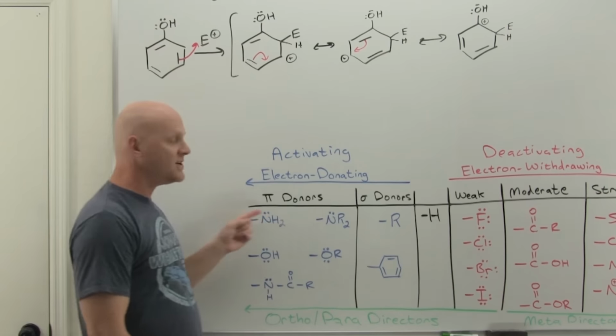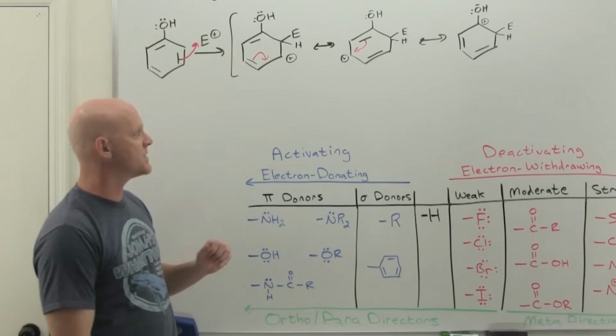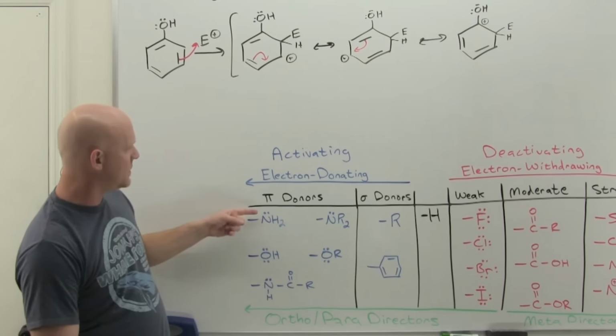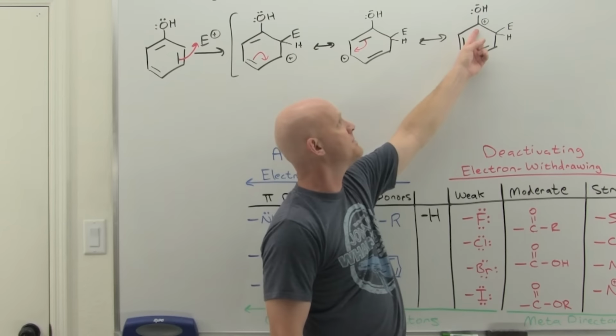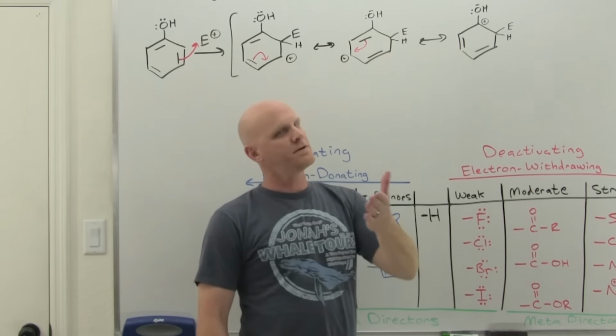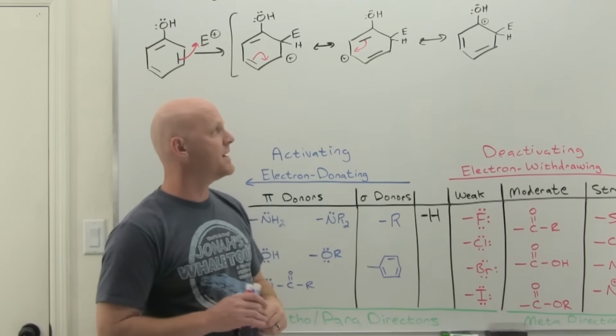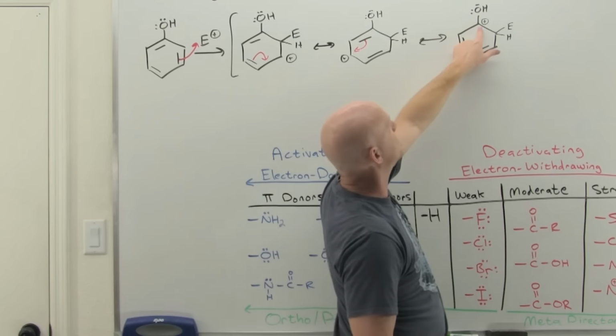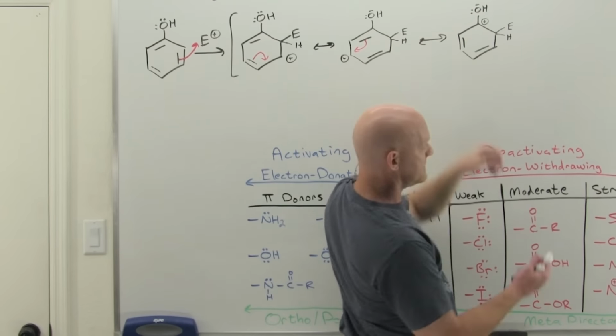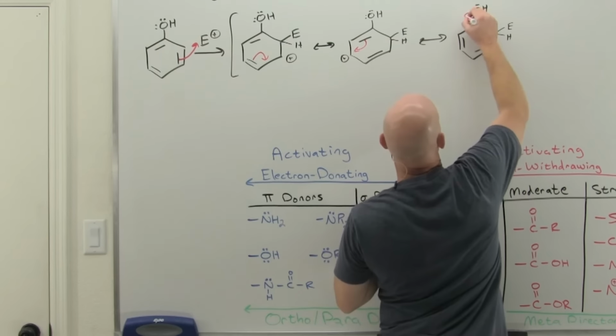But with one of these pi donors, you're going to get one additional resonance structure. Because you've got an atom with a lone pair, you'll end up with the positive charge right next to it, provided substitution occurs at the ortho or para positions anyways. We'll find out it doesn't happen at the meta. But the carbocation is going to end up right next to it in one of the resonance structures here. And so we get one additional resonance structure.